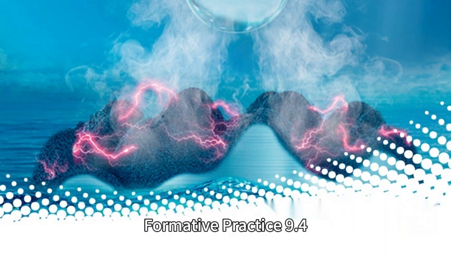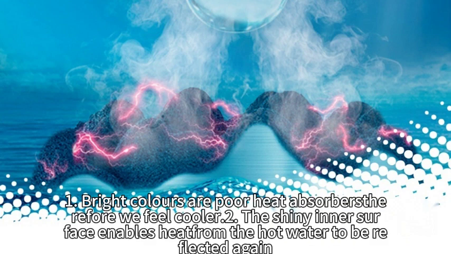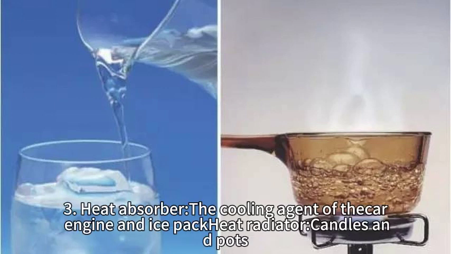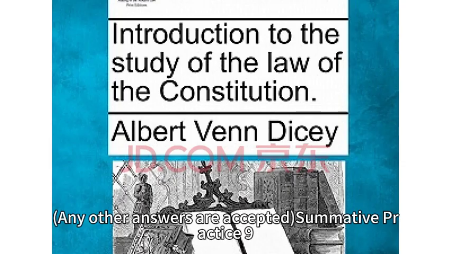Formative practice 9.4. 1. Bright colors are poor heat absorbers, therefore we feel cooler. 2. The shiny inner surface enables heat from the hot water to be reflected back inside and the temperature of the hot water is maintained. 3. Heat absorber: the cooling agent of the car engine and ice pack. Heat radiator: candles and pots. Any other answers are accepted.